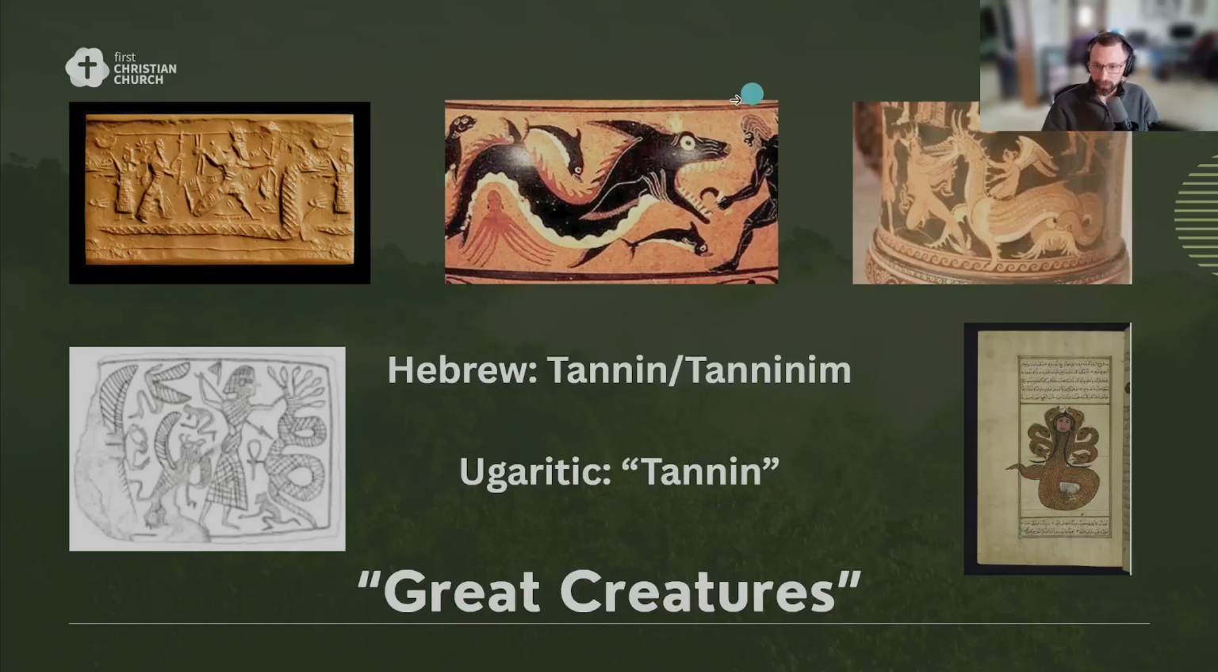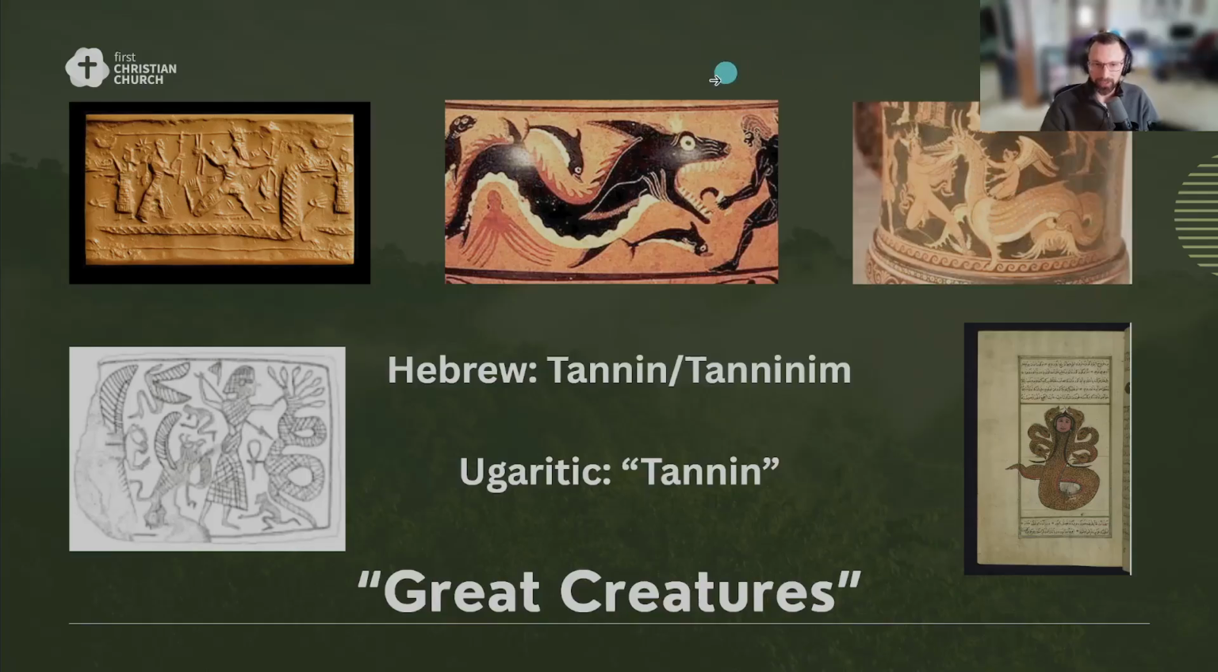We have 2 other pictures here, and these are a little later. These are taken from ancient Greece. And so they're several centuries after this, but they still illustrate that in these ancient cultures, sea serpents were very prevalent in the mythology.